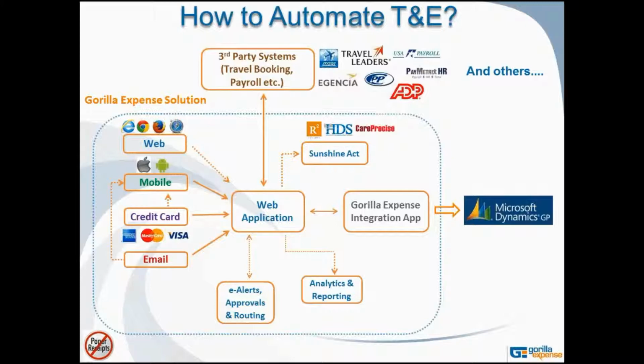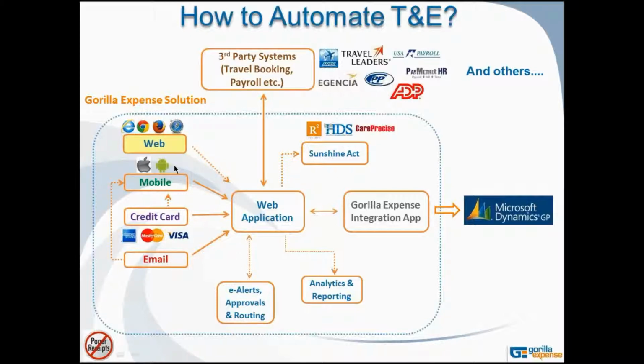So I have a solution diagram that I'm showing on this slide, which shows the best way to automate T&E. And within the dotted line is our expense solution itself. And I'll just walk through the different pieces and how they work. I'll work my way from one corner to another. So I'll start at the top left.